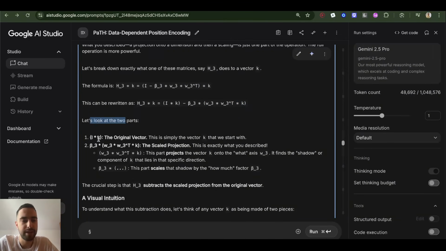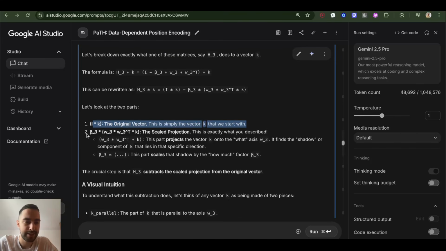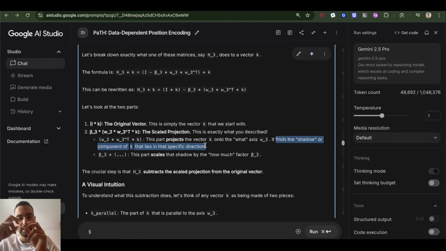So let's look at the two parts. This I times K is just the original vector K, and then this beta times this projection, the scaled projection. This part projects the key vector K onto the what axis W of the token. So in this case, what axis is our movement or sitting axis. It finds the shadow or component of K that lies in that specific direction. So we just extract this component of the K. We extract the K component that's about sitting. So we extract information about sitting from the key, from the cat.